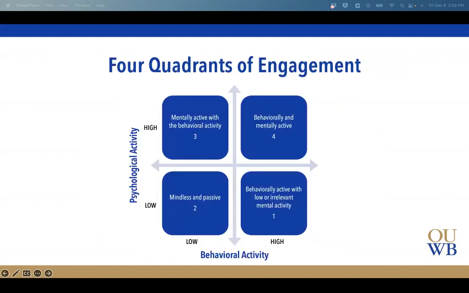This is what that looks like on sort of a matrix type scale. So you can envision circumstances where learners have low behavioral activity and low psychological activity. That's quadrant 2 down in the bottom left. And again, Clark and Mayer refer to that as couch potato mode. And that involves minimal physical or psychological activity. It typically does not lead to conscious learning. It can, however, be beneficial in certain circumstances. And an example that they gave of that is meditation.